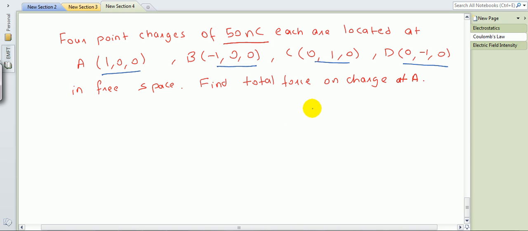If I make the figure, well, there is no requirement of an actual figure, but just for understanding I'll make the locations. As you can see from the coordinates, the locations are in the xy plane. So I just need x and y coordinates, which I am making here. This is my x-axis, this is my y-axis. Charge A is at 100. That is here. Suppose this is 100.